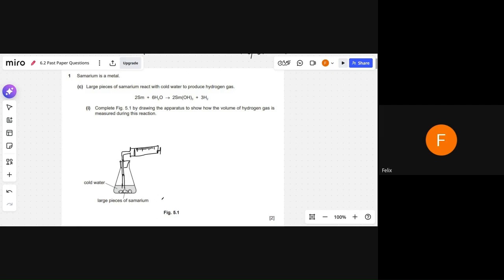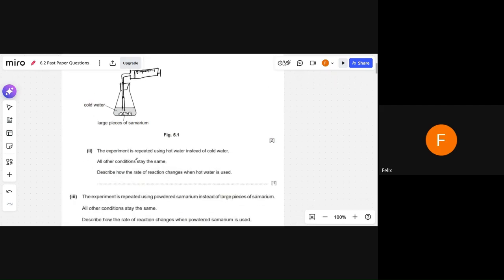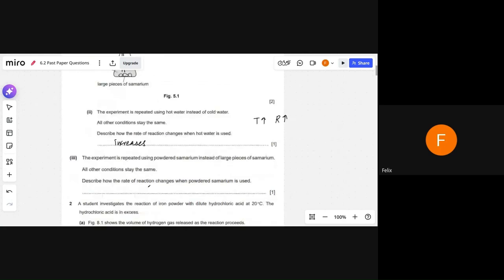So now we move on to the next part, and that is, the experiment is repeated using hot water instead of cold water. All other conditions stay the same. Describe how the rate of reaction changes when hot water is used. So here you need to remember the effect of temperature change on the rate of reaction. So we know that when temperature is increased, the rate of the reaction increases, right? So you will just say it increases. That's it, right?